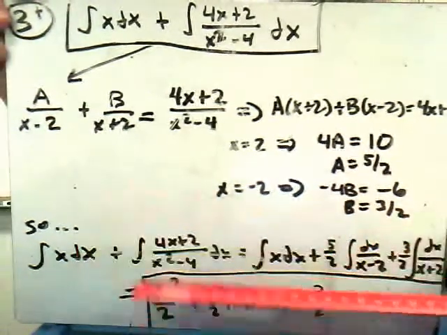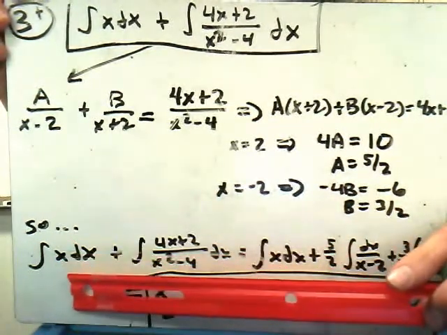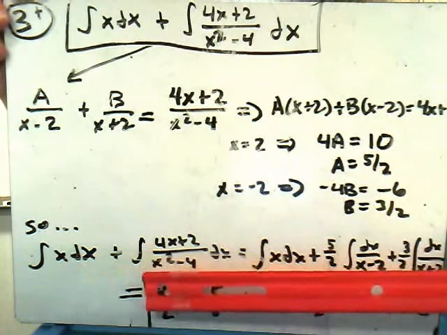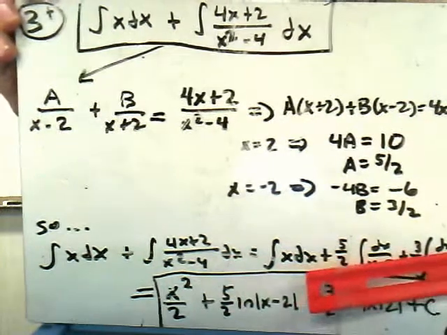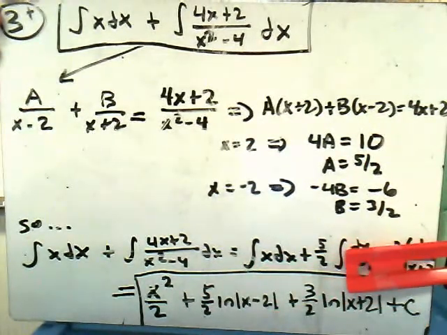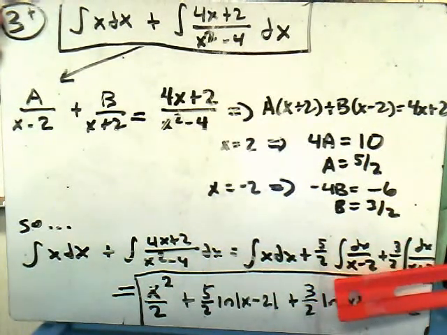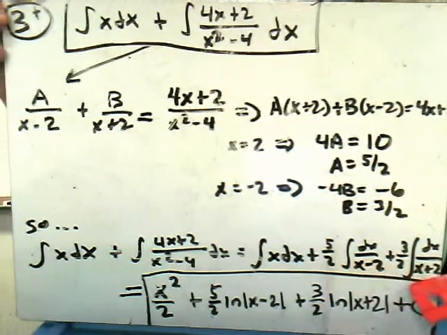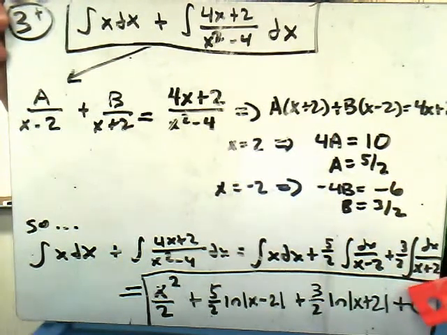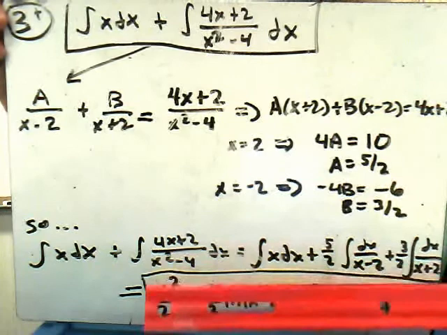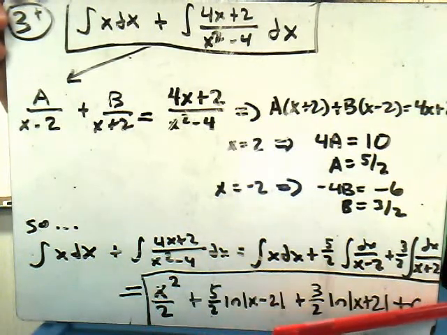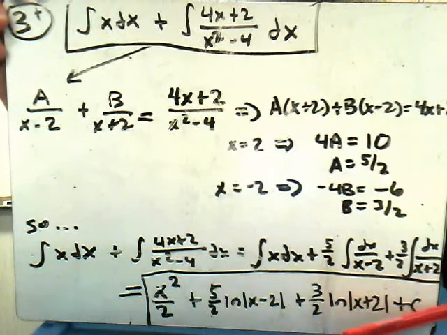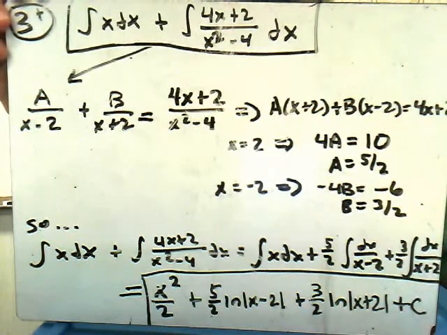So, altogether, we have the integral of x dx plus the integral of 4x plus 2 over x squared minus 4 dx is equal to the integral of x dx plus 5 halves of the integral of dx over x minus 2 plus 3 halves of the integral of dx over x plus 2. And integrating each part, we get x squared over 2 plus 5 halves natural log of x minus 2 plus 3 halves natural log of x plus 2 plus C as our antiderivative.